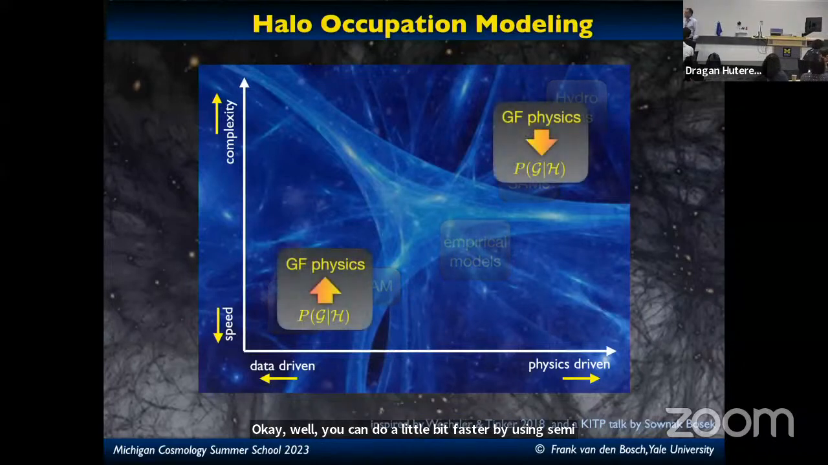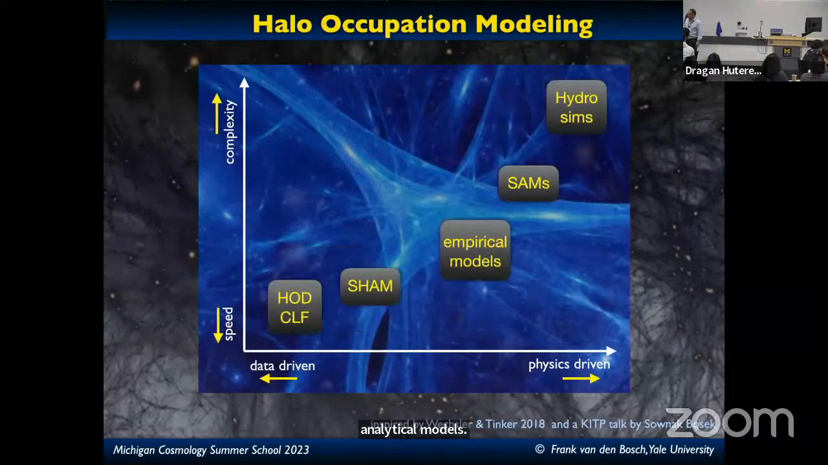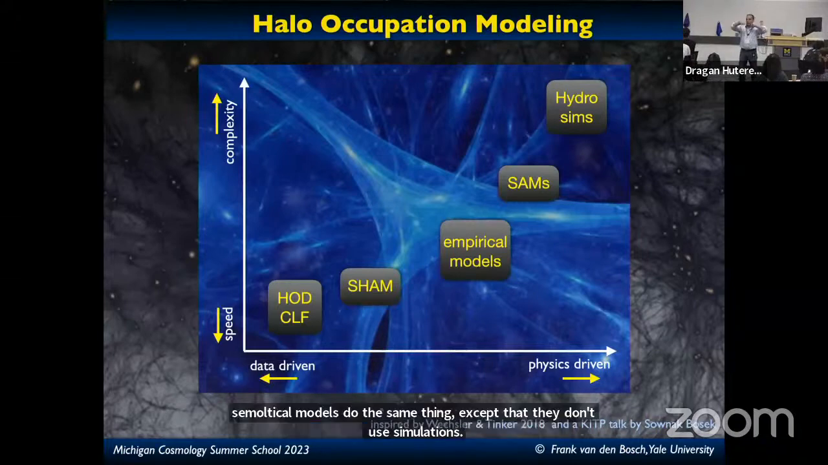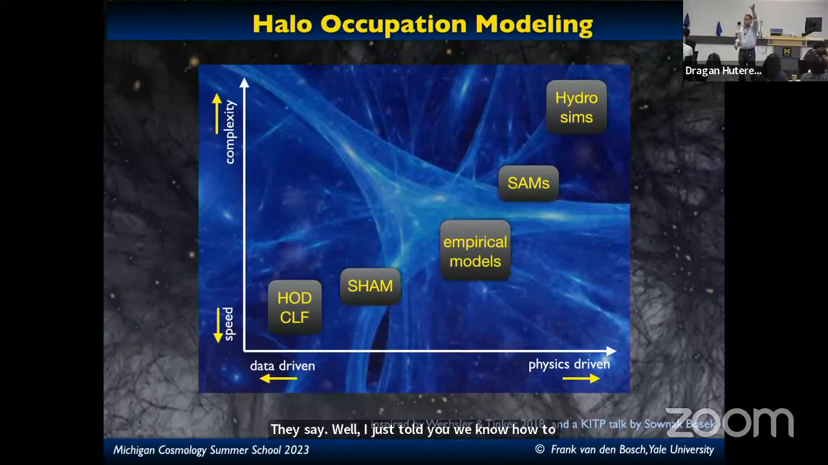Back up. Semi-analytical models, SAMs, do the same thing, except that they don't use simulations. They say, well, I just told you, we know how the halos assemble over time. We just make these merger histories analytically, and then we put a recipe in that says, in a given halo at a given redshift, this is the rate at which the gas cools, at which the gas turns into stars, and how the stars then put back energy into the intergalactic medium. And you just run this forward through your merger tree and make predictions for what the galaxies look like.